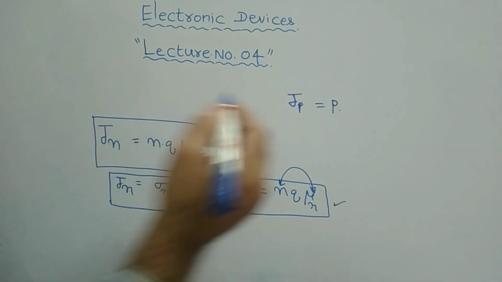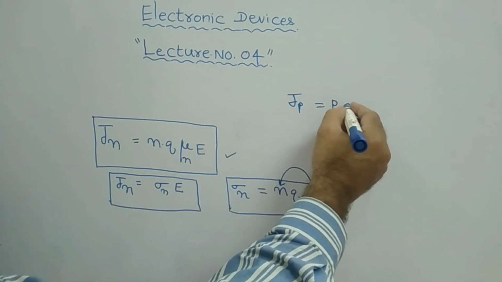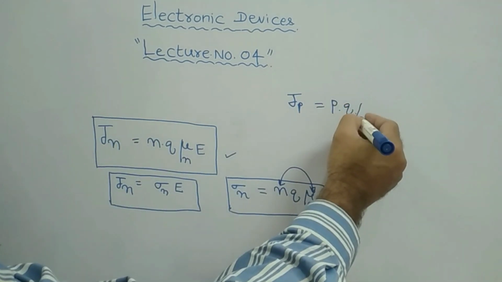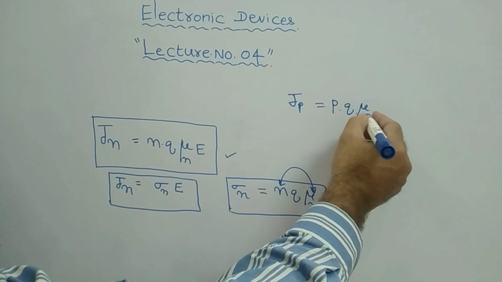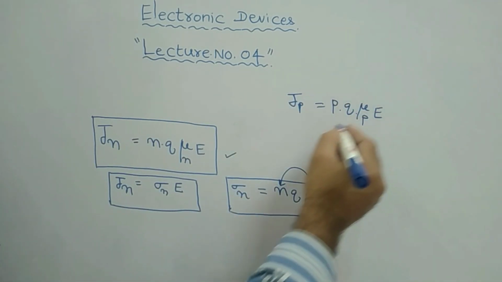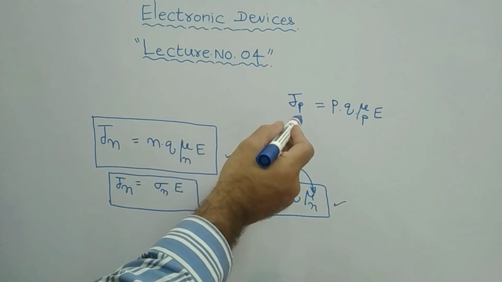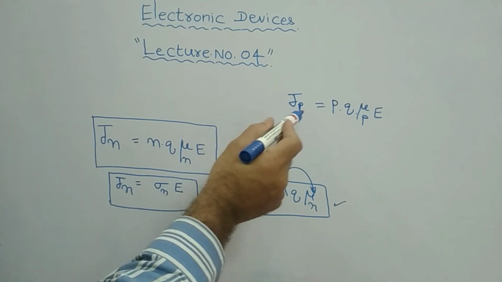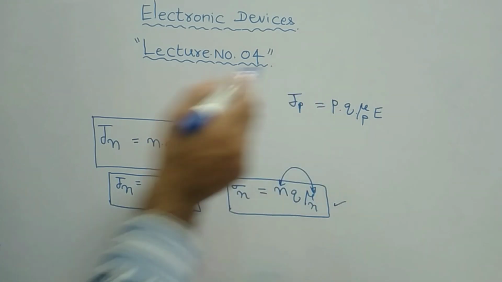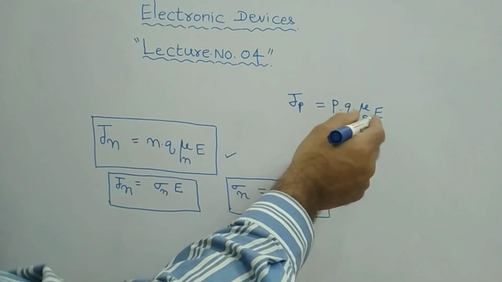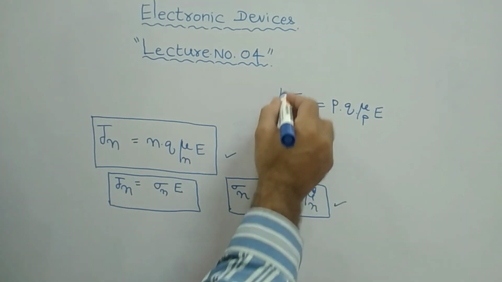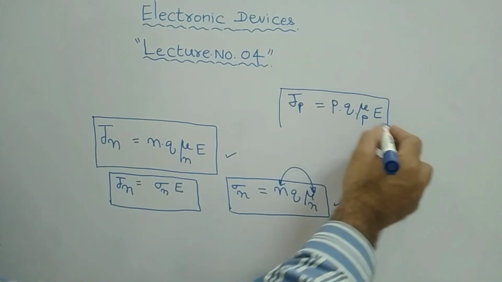Q will be there in both cases; q is common. And here you will get mu suffix p. E is common again; E is the electric field. Therefore, J suffix p is equal to p, the hole concentration, multiplied by q into mobility into E. So this is called your conduction current density due to hole.